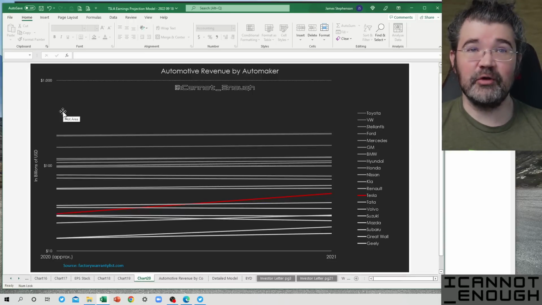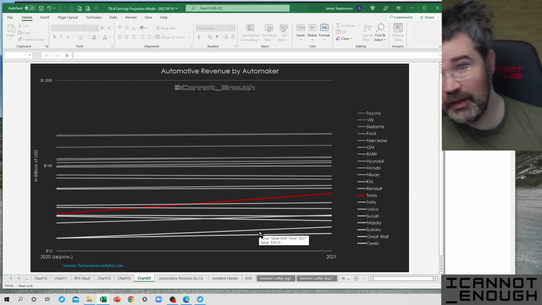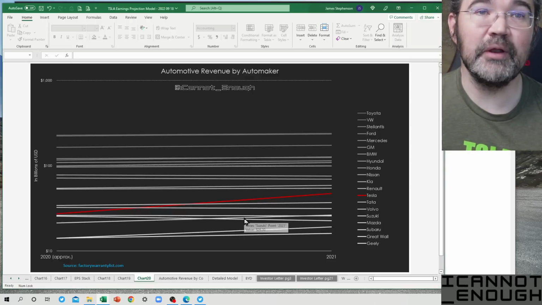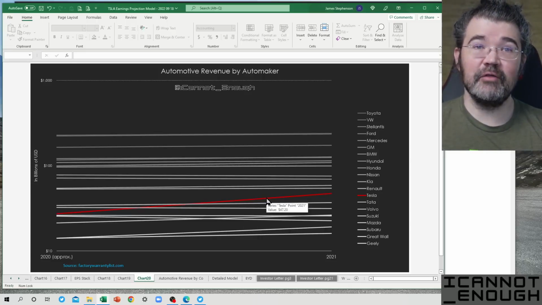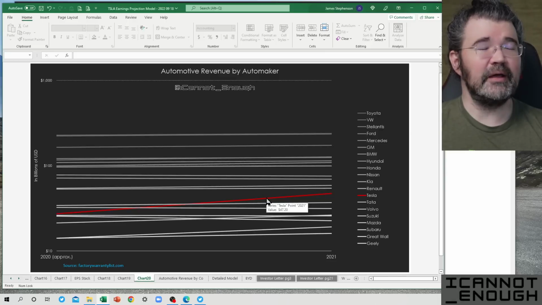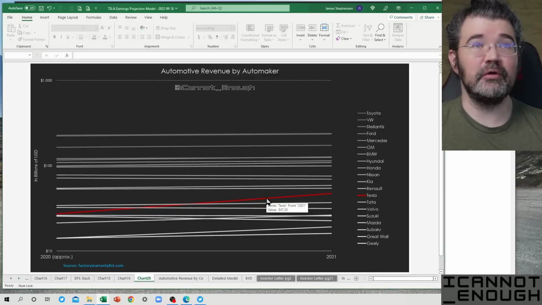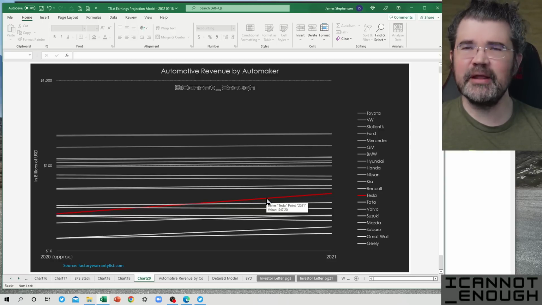almost all of these gray lines look very flat. This one has some growth on it. That's Great Wall. They're doing better. This one has some growth on it. That's Suzuki. And this one has the most growth on it. That's what 74% growth looks like on a base 10 log scale. And yeah, Tesla is rapidly charging up the list of automakers by revenue, and nobody else is.